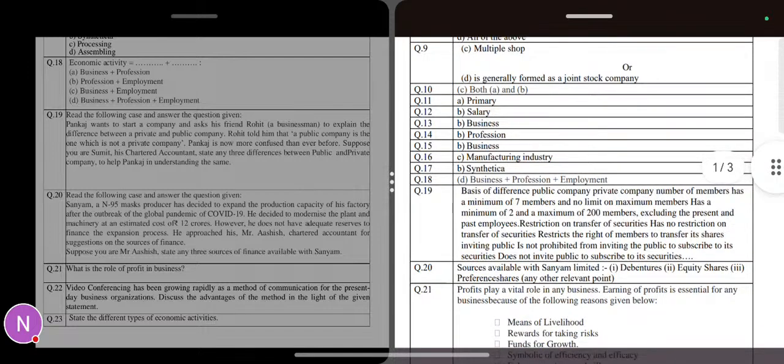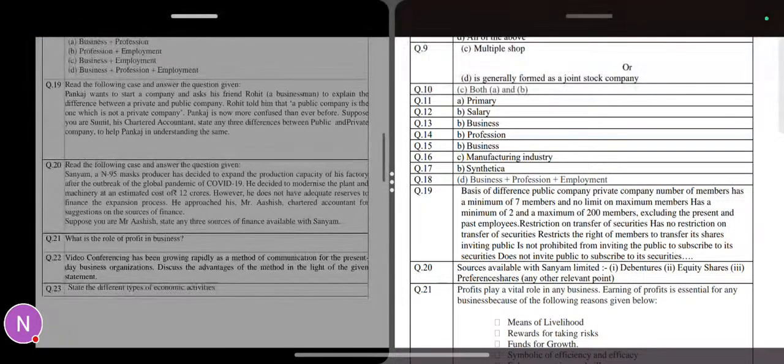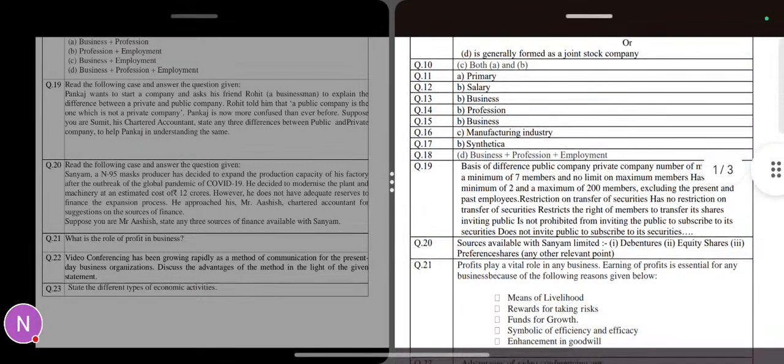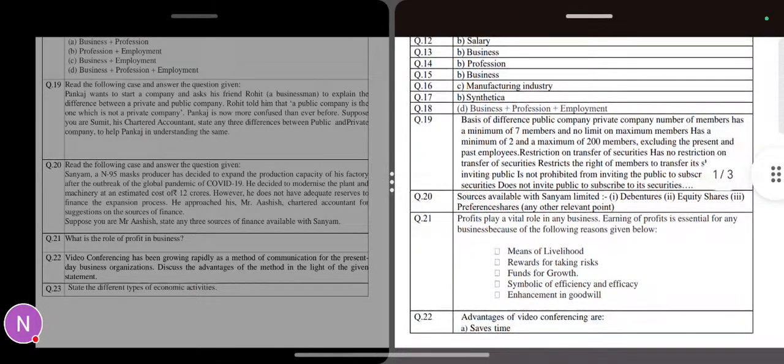So sources available with Sanyam Limited are debentures, equity shares, or preference shares. Any other we can also try. Next, 21st question. What is the role of profit in business? So, the role of profit in business is means of livelihood, rewards for taking risk, funds for growth, symbolic of efficiency and efficacy, and enhancement of goodwill.